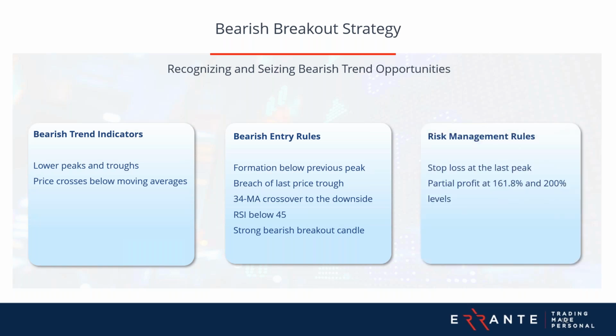Now we have risk management protocols. In establishing our trade, we must also set up robust risk management rules to safeguard our position. The stop loss is placed at the level of the last market top to protect against unexpected reversals into bullish territory. And to lock in profits, we identified two levels using the Fibonacci retracement tool. The first take profit is TP1 at the 161.8% extension, and the second is TP2 at the 200% extension.